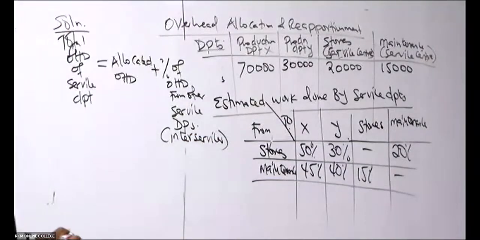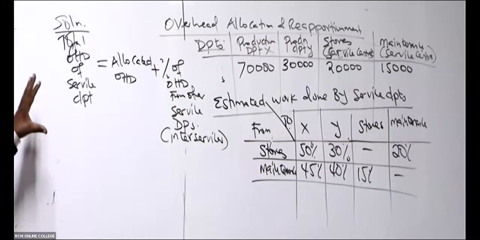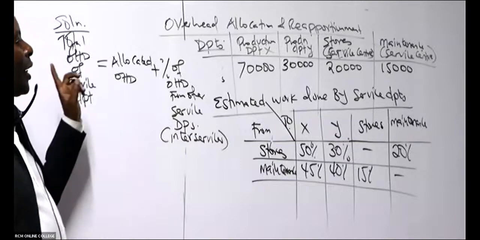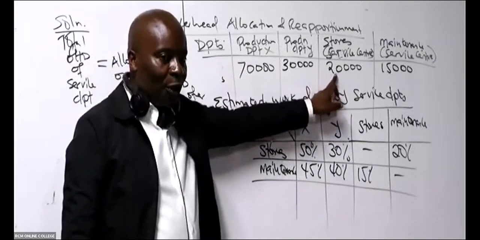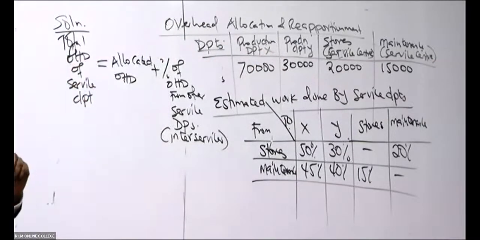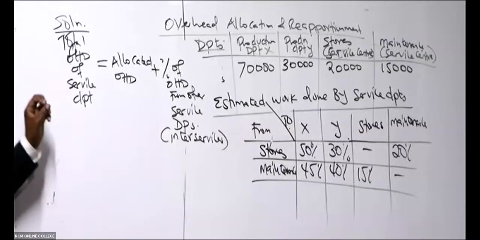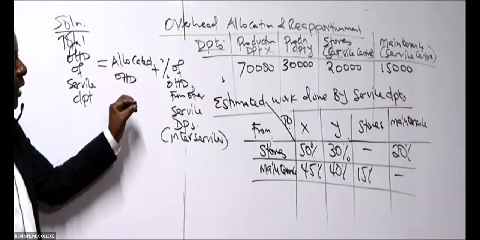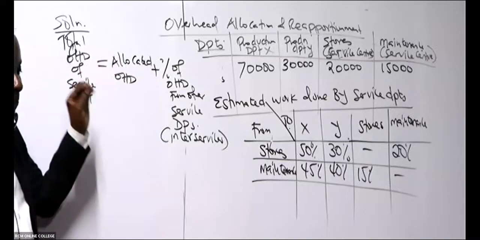Inter-services plus percentage of overhead from other service departments, what we are calling inter-services. So anytime they want us to give them the total overhead of any service department, of which there are only two here, we shall take the allocated overhead of 20,000 plus, remember itself, it's being served by other service departments. So total overhead of service department equals allocated overhead plus percentage of overhead from other service departments.